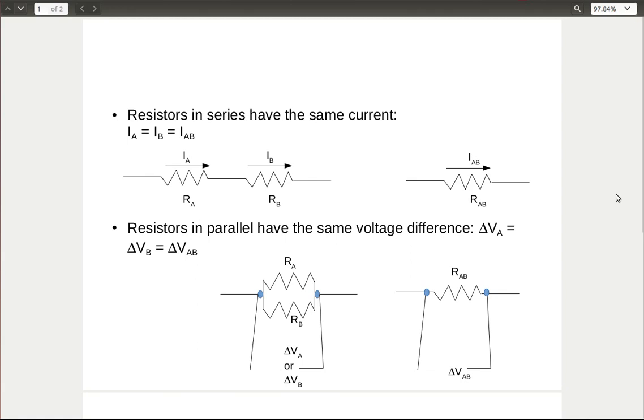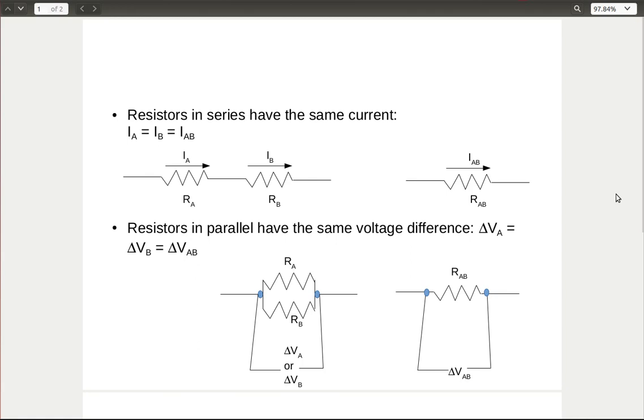So the diagram in the upper right shows that we're exploiting that idea, saying any current moving through resistor A must also move through resistor B. Therefore, the current through resistor A equals the current through resistor B. We'll call that, in this case, current through AB. That is the equation IA equals IB equals IAB. That is, all those currents are the same.